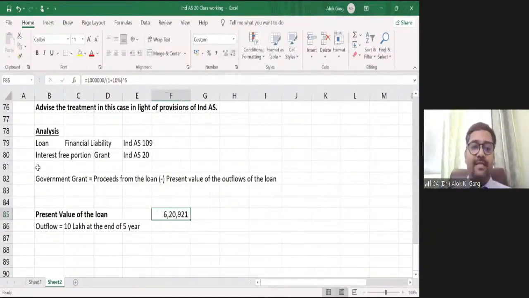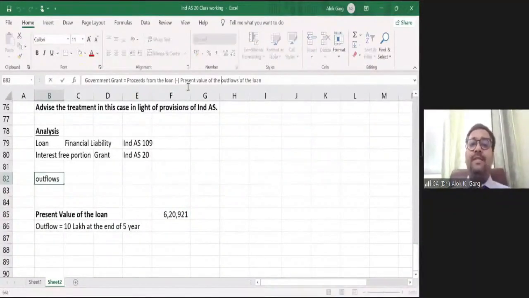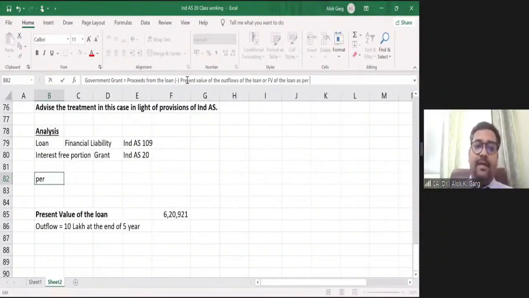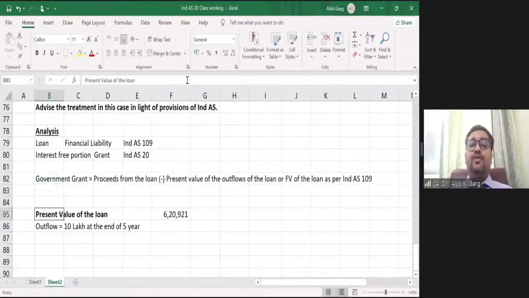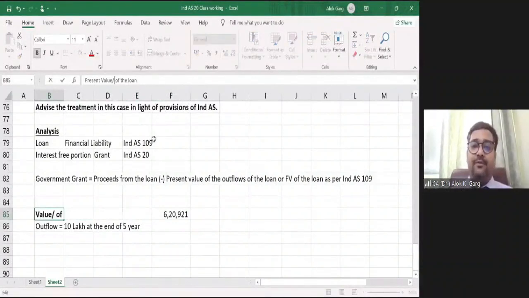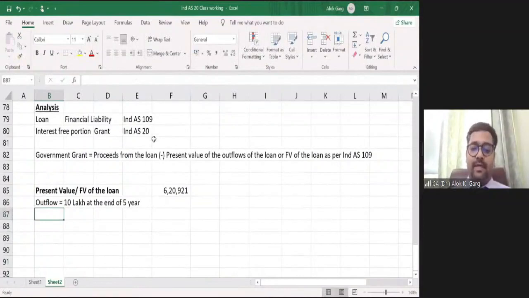62921. So guys, what is a government grant? Government grant is the proceeds from the loan minus the present value of the outflows of the loan, or the fair value of the loan, as per Ind AS 109. So friends, the present value of the loan, or fair value of the loan, is coming out at 62921.